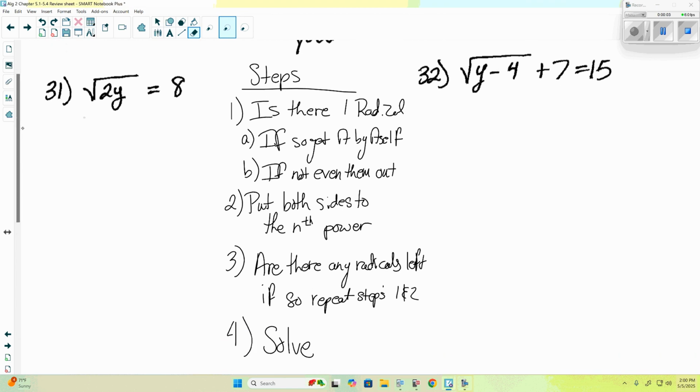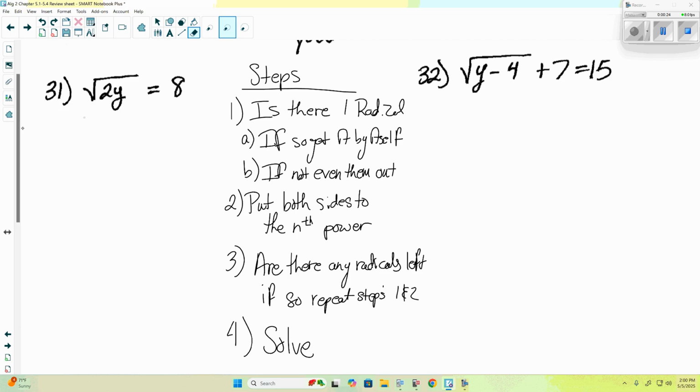All right, guys, so the last thing we're looking at is solving. The last part of the review sheet is solving these radical equations. There are two sections with solving. One's just solving, one says solving, check your answers. On those, you're going to need to check your answers.